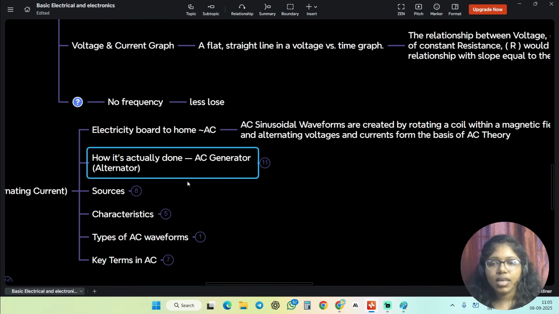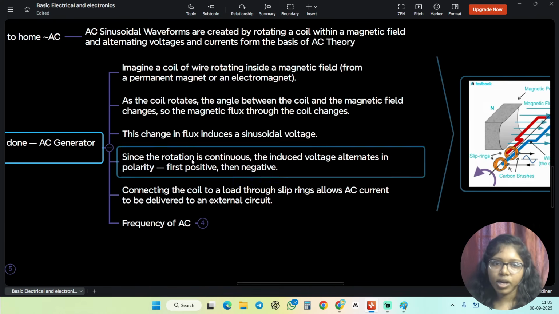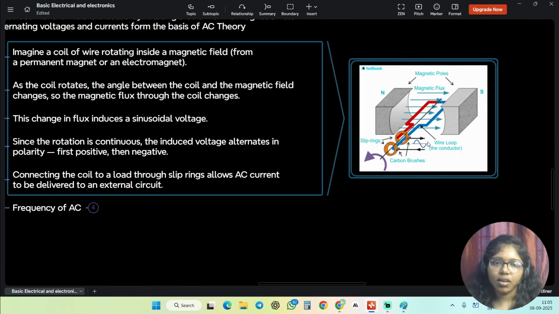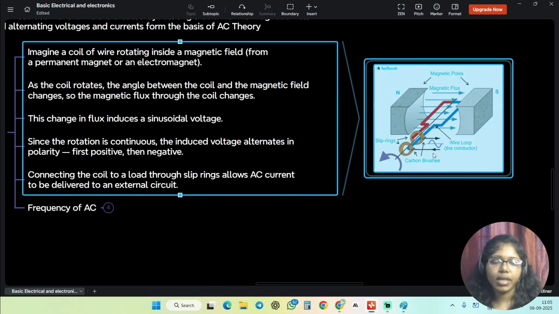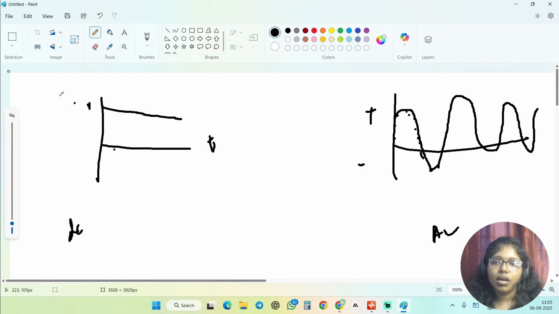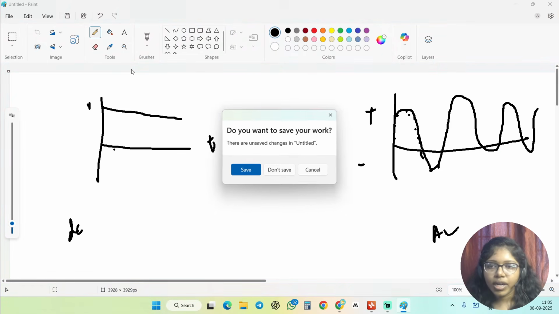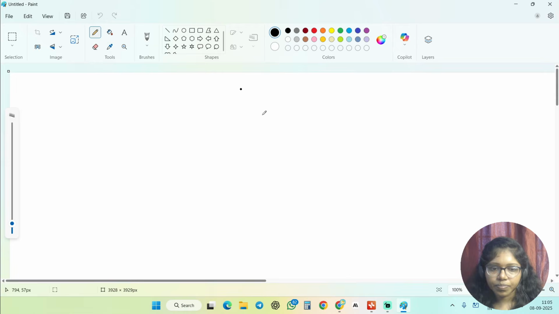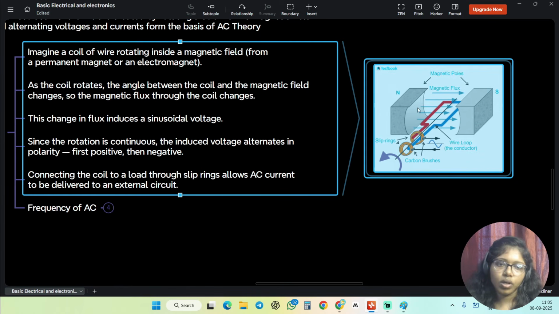Okay. How is it actually going to be generated? So how is the AC actually going to be generated? That's what we are going to be discussing here. For example, we just take this fan. This is how the AC is going to be created. So for example, you just take an example of this one.